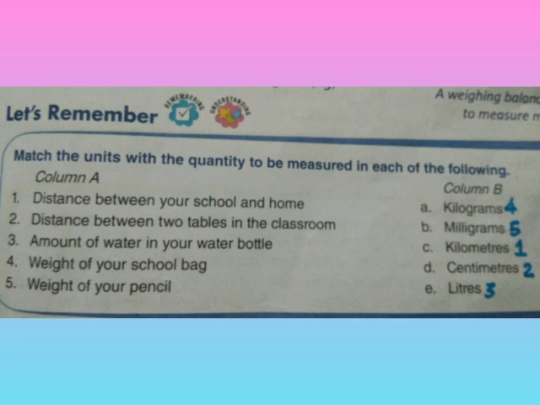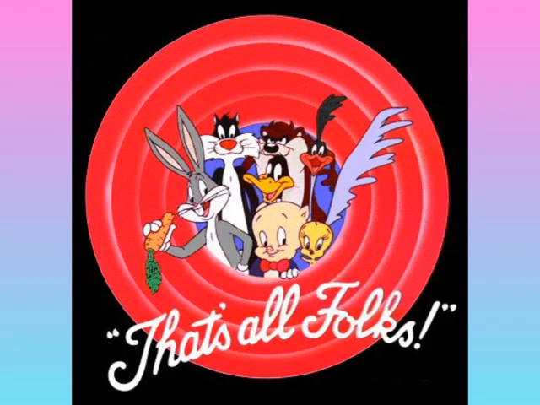Number 3, amount of water in your water bottle. Answer E, liters. Fourth one, weight of your school bag. Answer A, kilograms. Fifth one, weight of your pencil. Answer B, milligrams. So you just write the numbers.